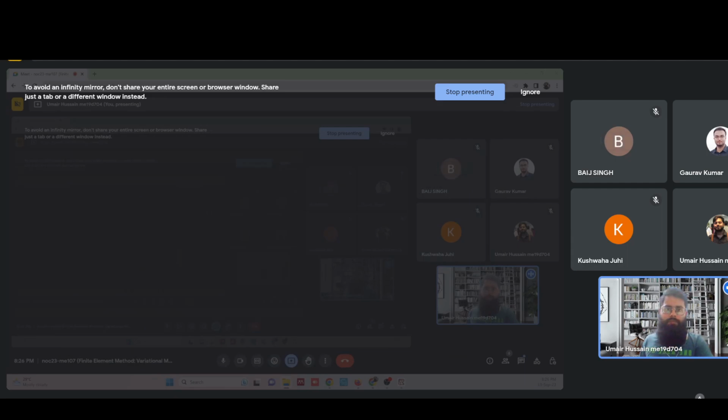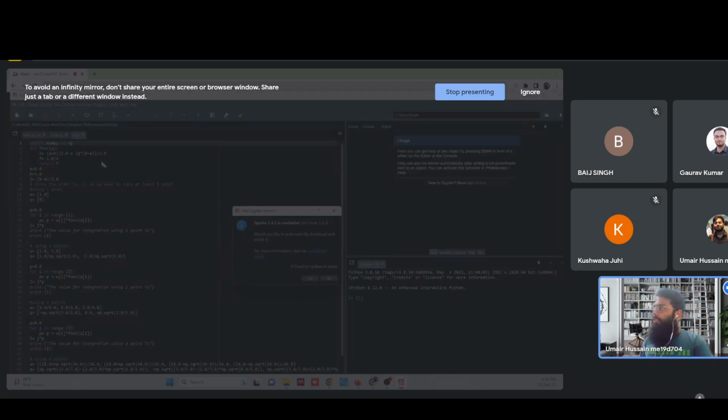So this is how I generated the mesh, and I have a... Let me see if I have the code with me.